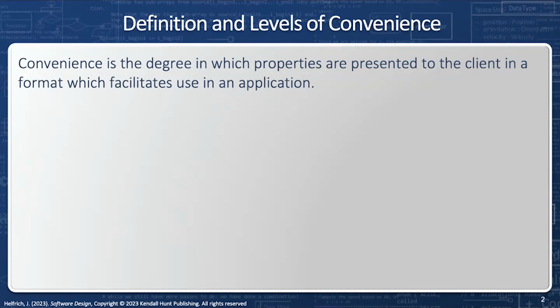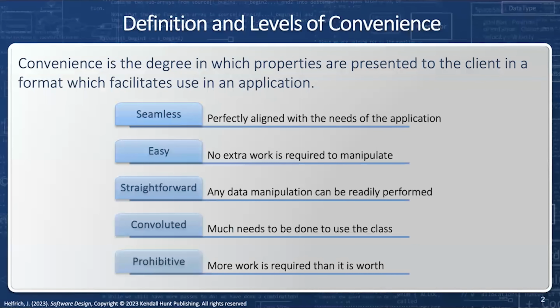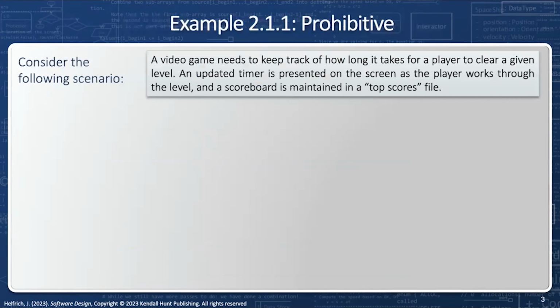Convenience is the degree in which properties are presented to the client in a format which facilitates use in an application. And there are 5 levels of convenience. Seamless is the best, and prohibitive is the worst. Each of these 5 levels is measured in how easy it is for the client to integrate the provider's code. So let's take a look at a few examples.